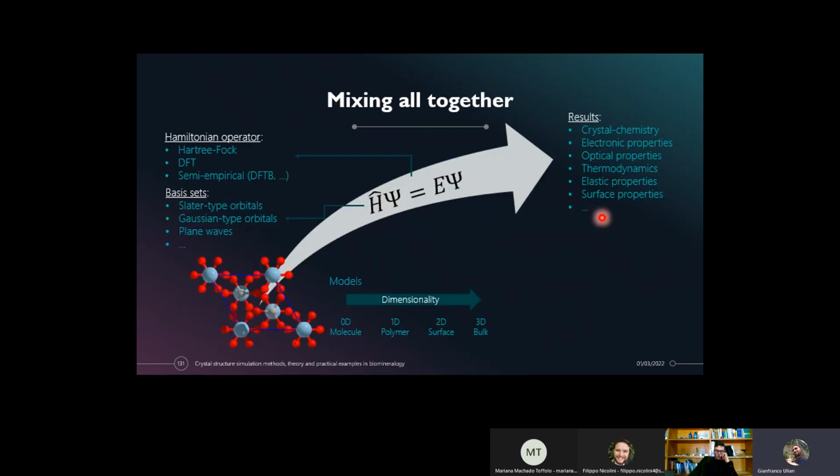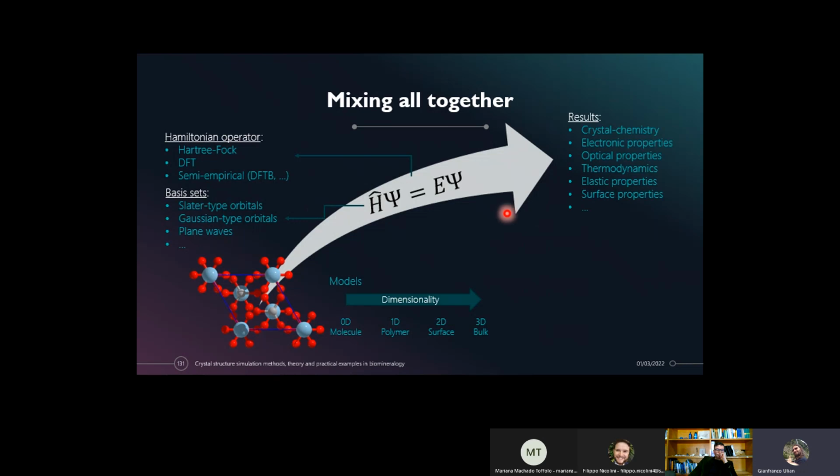Going straight to this slide here. So you have to choose your model for an atomistic simulation. What is your material? The way you describe your atoms, the so-called basis sets that describe the electrons inside your material. And the Hamiltonian operator, which can be from wave function theory or density functional theory, or a more approximated method.